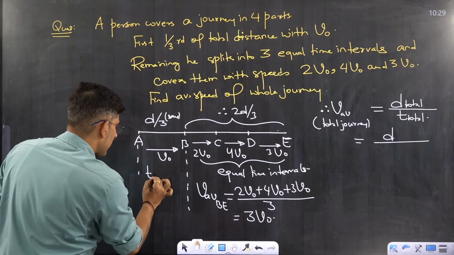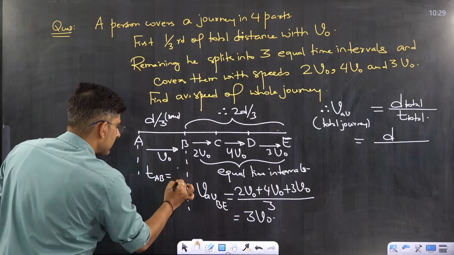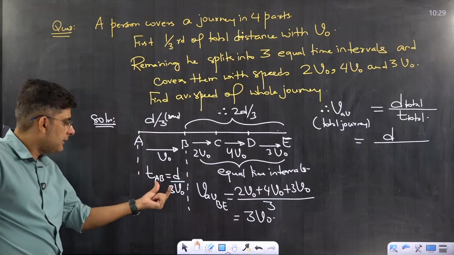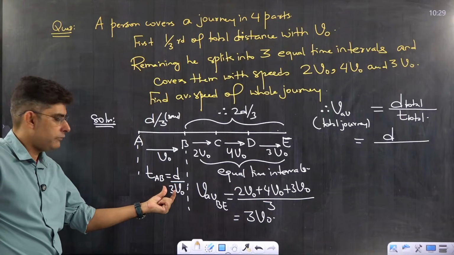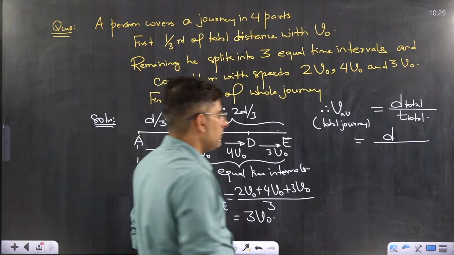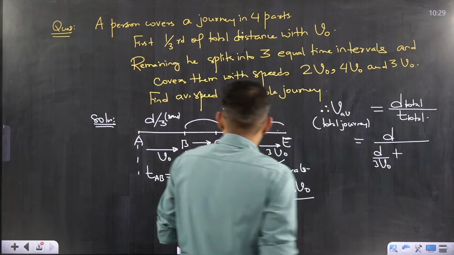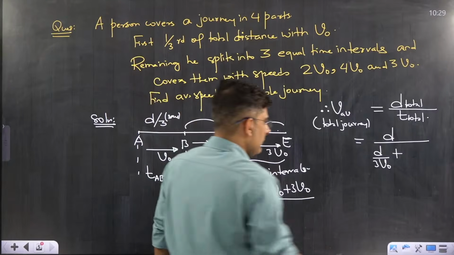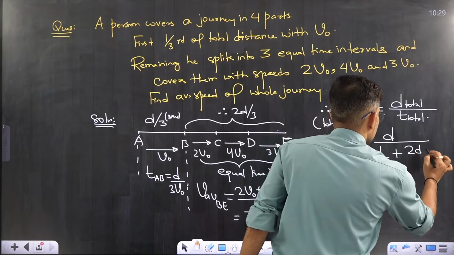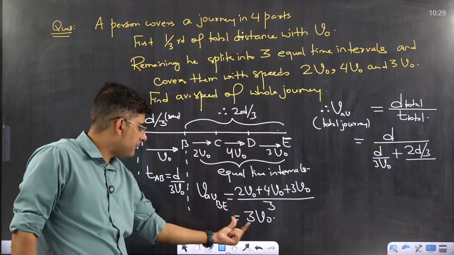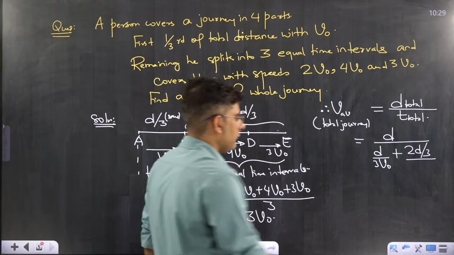So this time A to B can I write as D by 3 V naught. Distance is D by 3, and this is V naught, so the time becomes D by 3 V naught. Now the remaining distance is 2D by 3. And what is the speed for this whole BE part? It is 3 V naught. Correct.